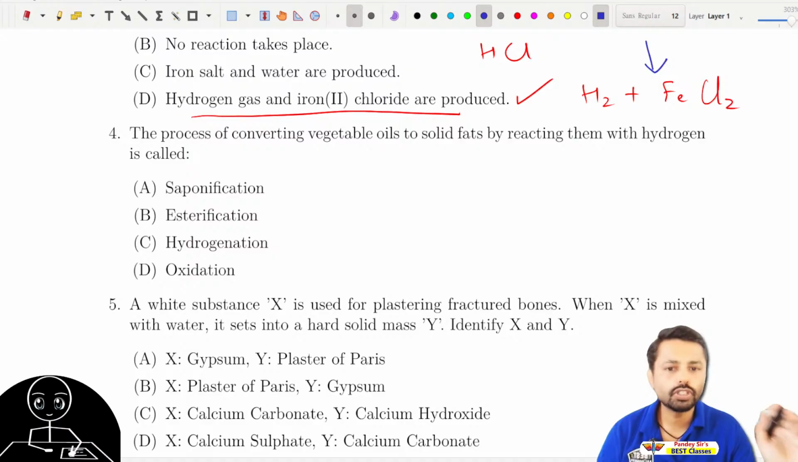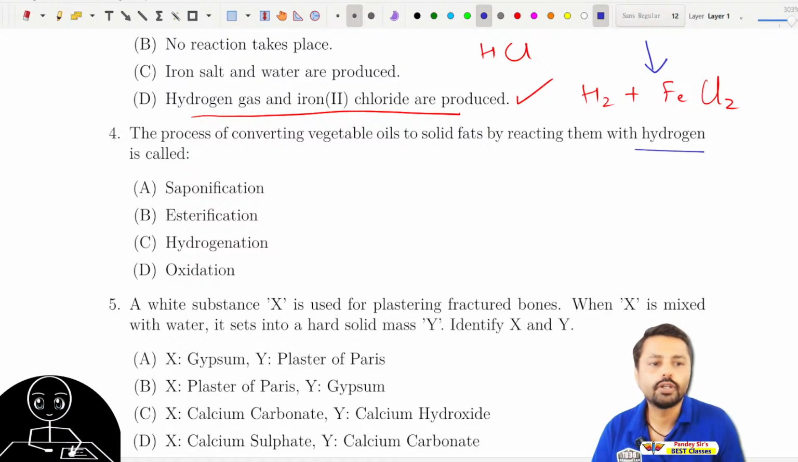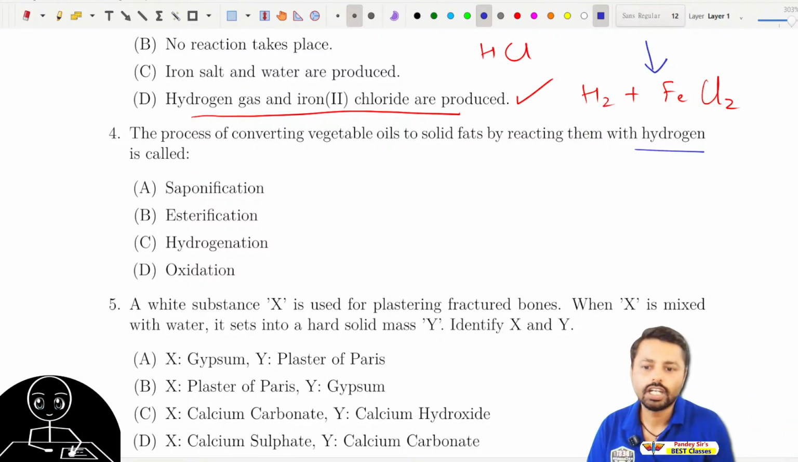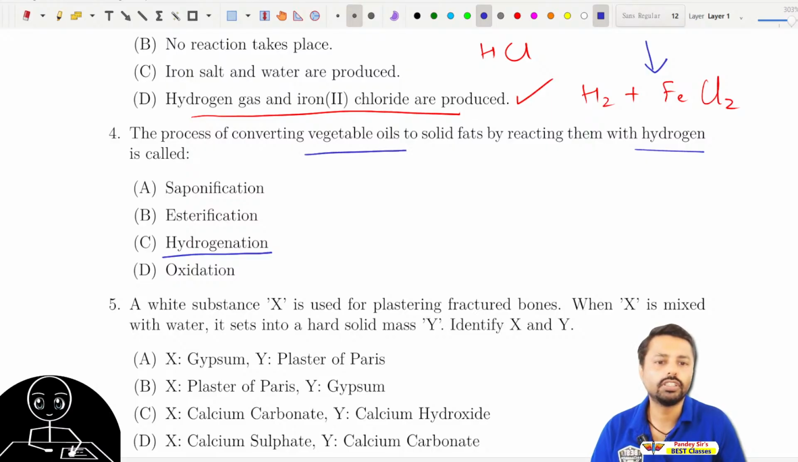So the process of converting vegetable oil to solid fat by reacting them with hydrogen. We reacted with hydrogen. So the name itself suggests hydrogenation. Converting vegetable oils to solid fats.